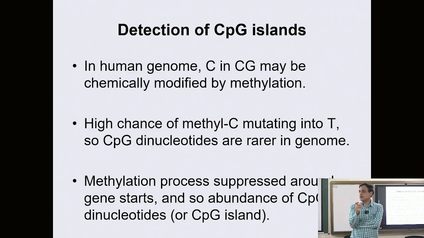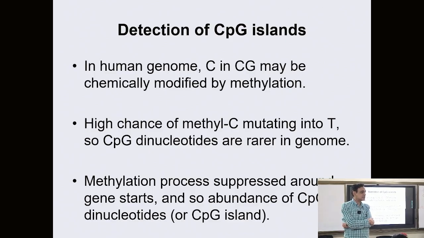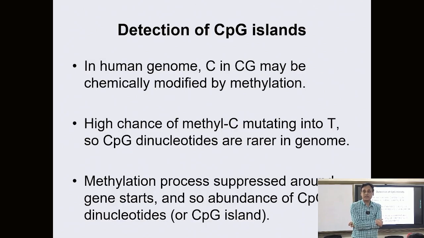However, near the start of the genes, the methylation is suppressed, and because of that there is a relatively greater abundance of CG near the start of the genes. And when there is an abundance of CG in a region, that region is called a CpG island. Okay. So one of the problems in molecular biology is to identify CpG islands in a genome, and Markov chain models have been used for predicting CpG islands.